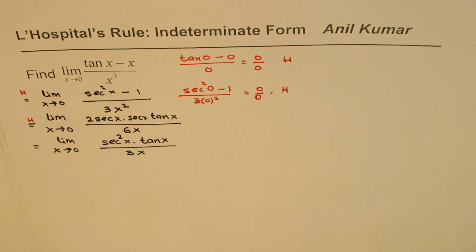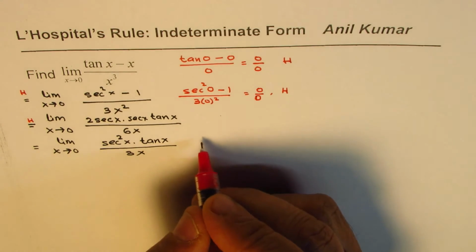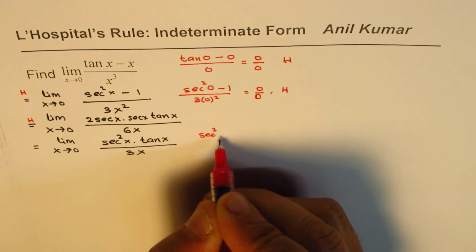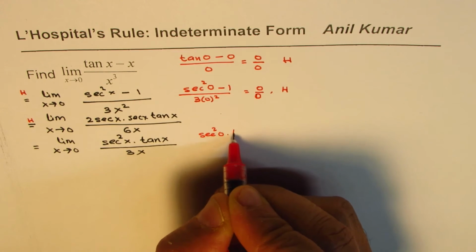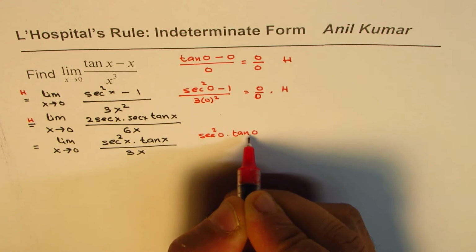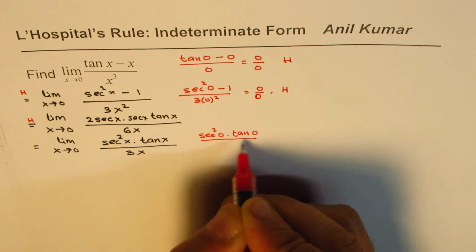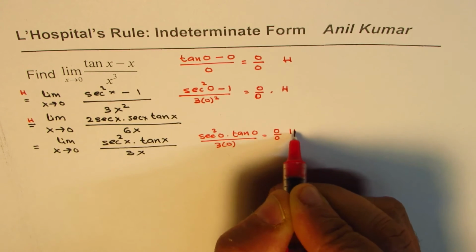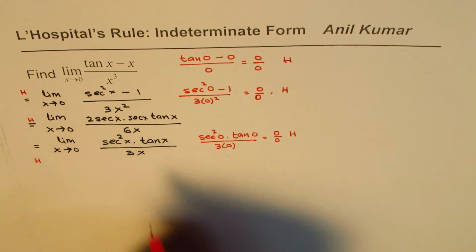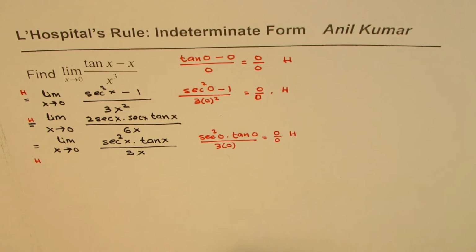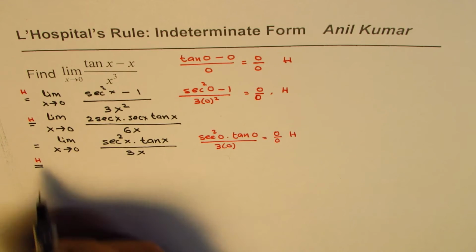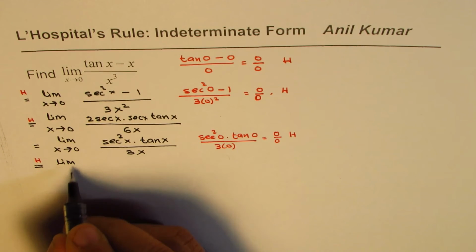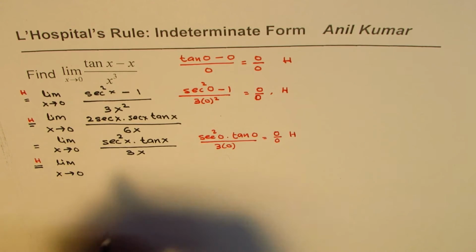Now again, if I substitute x equals 0, I get secant square 0, which is 1, times tan 0, which is 0. So we get 0 in the numerator, and 0 in the denominator, so we again get 0 over 0. So we can again apply L'Hopital's rule. All right, so let's apply the rule once again. Continue. So we have the limit as x approaches 0.